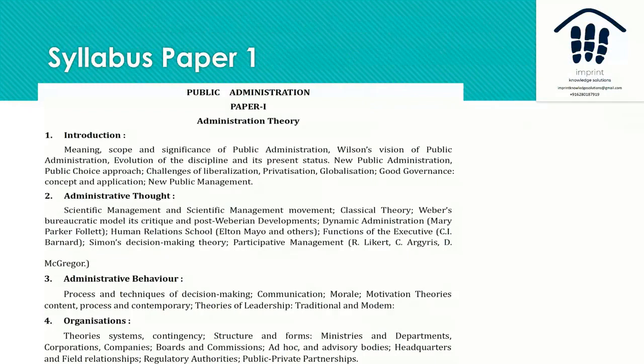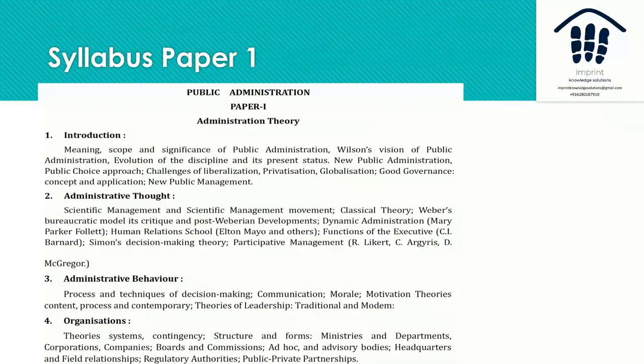Then administrative thought, point number 2. In administrative thought, we'll study scientific management and the scientific management movement, which basically caused the industrial revolution in the 1900s and made the USA the country it is. Then we talk about the classical theory, how the experiences of various managers became principles, like Taylor's principles, Fayol's 14 principles, etc. Then Weber's bureaucratic model and its critique, and the post-Weberian developments.